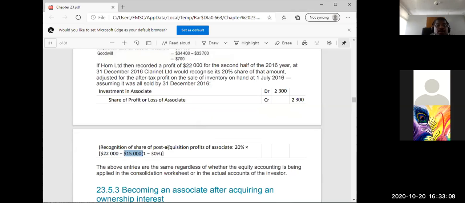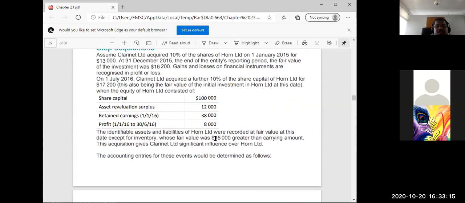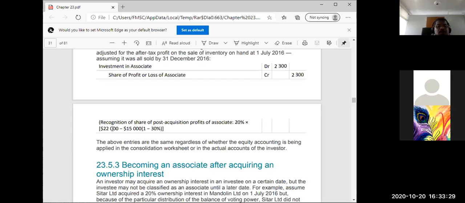15,000. Again, you have to remember very clearly this 15,000, which is closing stock, will become the opening stock of the next period. So this 15,000 opening stock, you have to deduct from the profit, and 1 minus T and 20%, that is investment in associates and share of profit of associate 2,300. Is it clear?